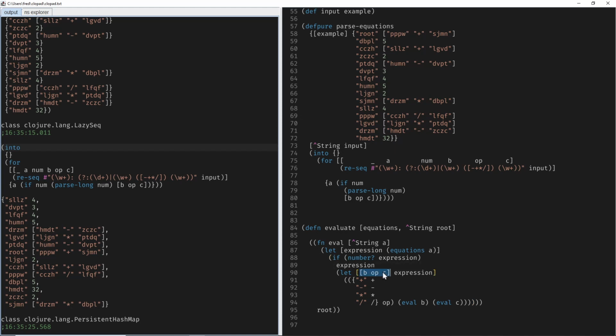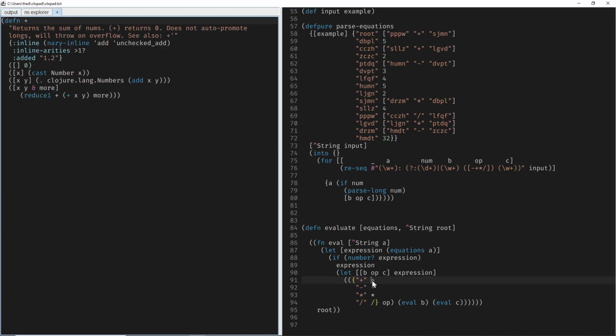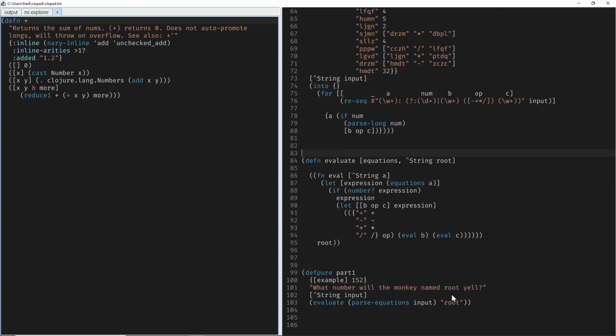Otherwise, we destructure into B, op and C, and then the operator is mapped from string to an actual function, right? Because, for example, plus is a function in Clojure. Okay, then we have a function, and then we apply that function to the evaluation of B and the evaluation of C. This is where the recursion comes in. So this eval is this eval. Okay, so this is a nice recursive function, and we start the process by applying it to our root. And for part 1, that is the little root as you can see here. So we pass our equations, and then we evaluate those equations starting at root. And that gives us the correct result.